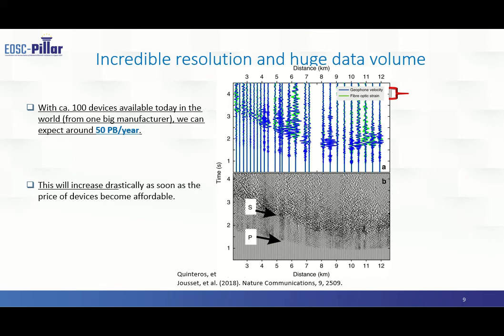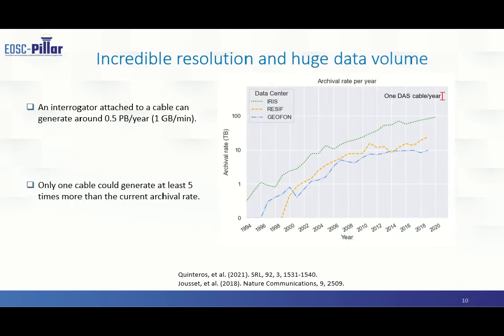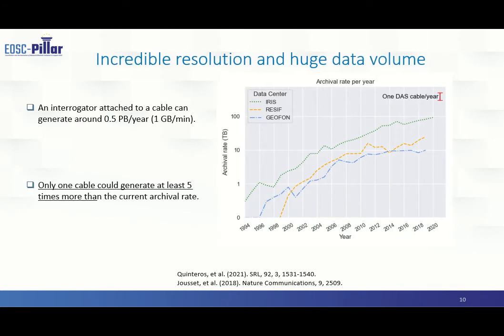price for these equipments are getting more affordable, so we expect a large increment in the data flow to any data center. Take a look at the archival rate in a full year of 3 of the most important data centers today, and how much space you need to store only one experiment using fibers.